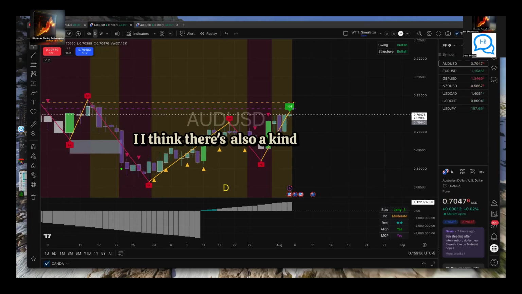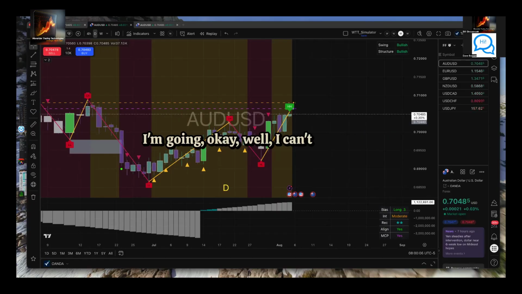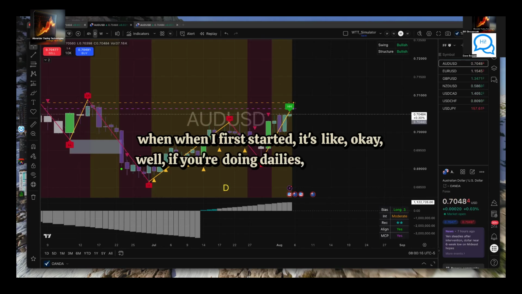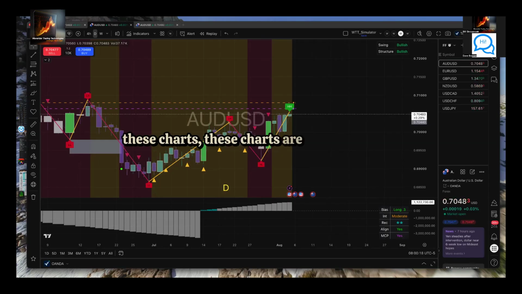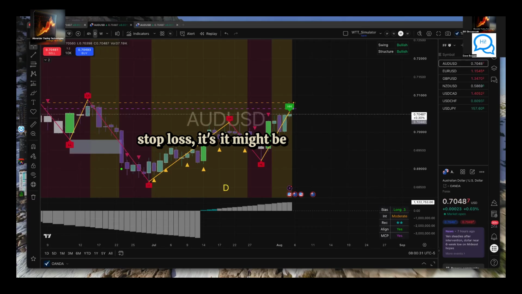I think there's also a kind of misnomer, at least when I first started doing this, when you started switching time frames, I'm going, okay, well, I can't eat that extra cost. Because in my opinion, when I first started, if you're doing dailies, these charts are moving 100 pips plus or minus a day. If I put my stop loss where I want to put it, it might be a 30 pip loss to a 100 pip gain or whatever. So that's basically what I'm looking at.